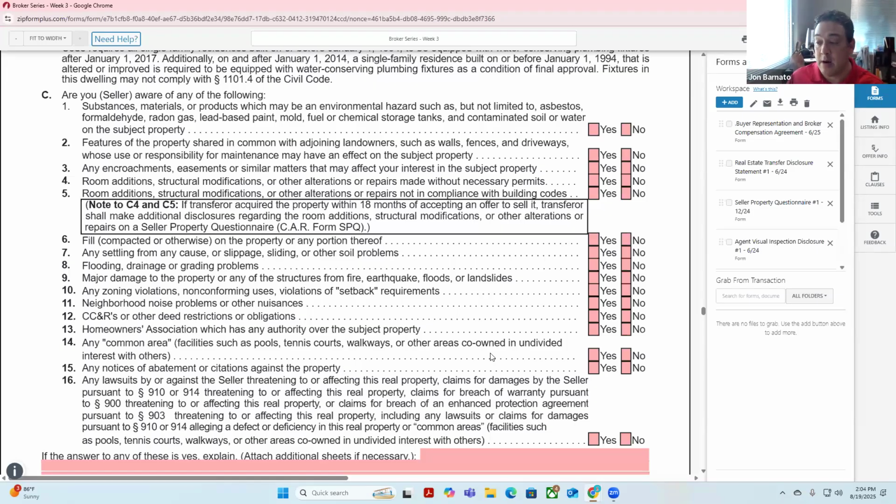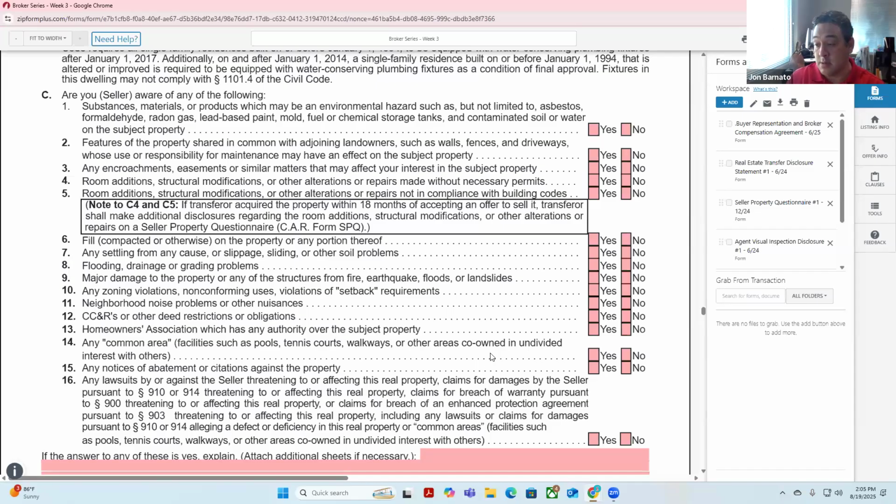Major damage to the property from fire, earthquake, flood, or landslide. I think that's pretty obvious. Any zoning violations, non-conforming usage, violation of setback requirements. Setbacks mean the county or city or local jurisdiction requires the building be set back from the front, back, and sides a certain amount of space from the property lines. That's called a setback. So if they're clearly violating a setback, or there's a zero lot line house, so it's literally sitting on the lot line, or maybe they put up a shed and the shed is on the setback line, you may have issues when it comes to setbacks, non-conforming uses, zoning violations.